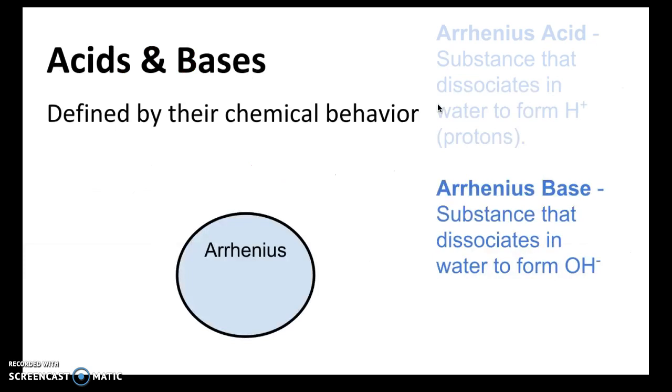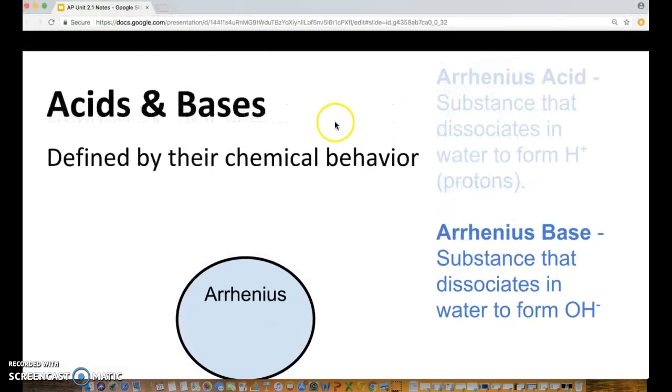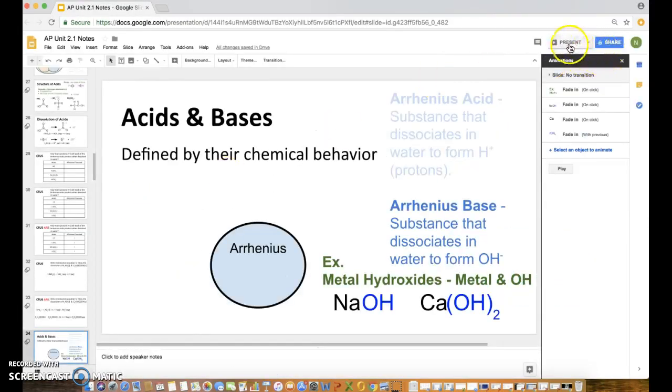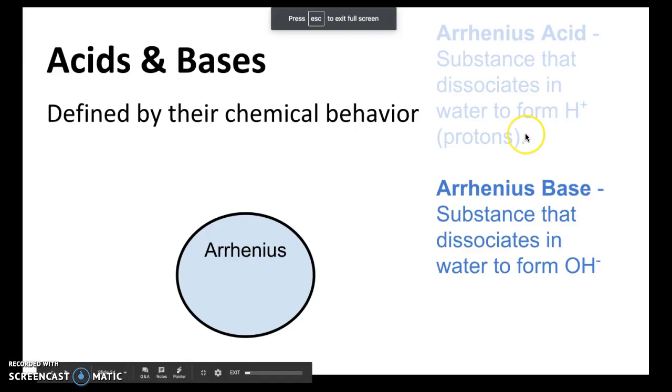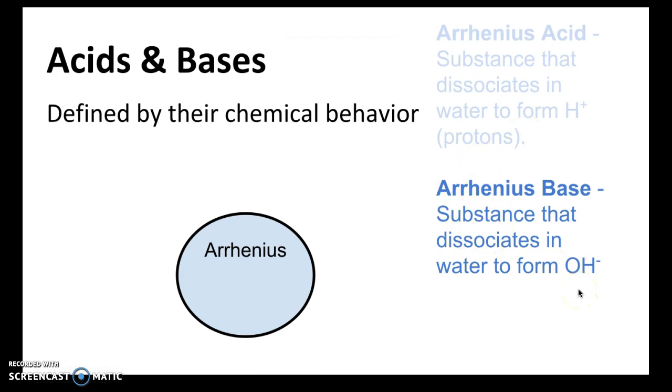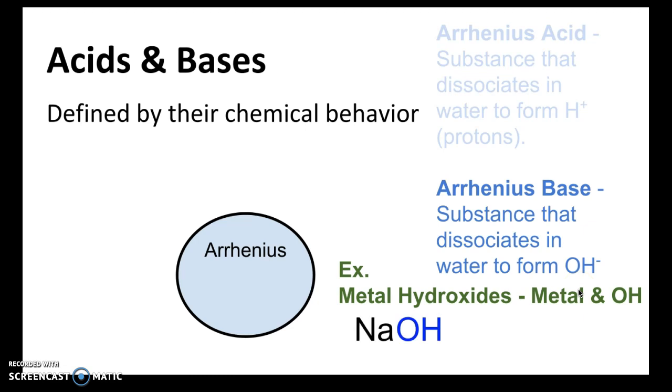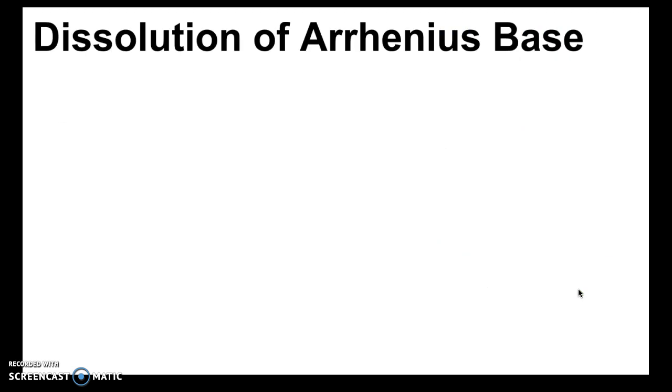Okay, we're now going to look at the bases. The Arrhenius definition says that a base will dissociate to form OH minuses. And that makes sense when we look at metal hydroxides, because that's what they have, the OH minus. So when you dissolve it in water, it breaks apart into the hydroxide. So let's look at an example of that.